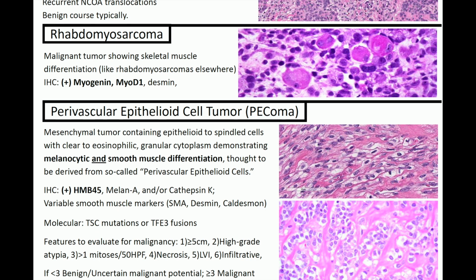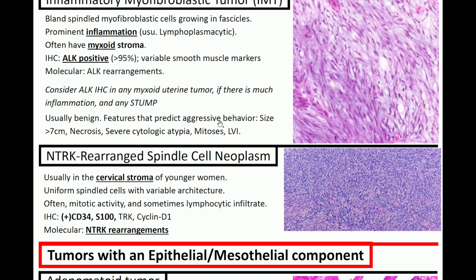So if there's less than 3 of those features that we just talked about, it's benign or of uncertain malignant potential, or if there's 3 or more, you would consider that potentially to be a malignant PEComa.